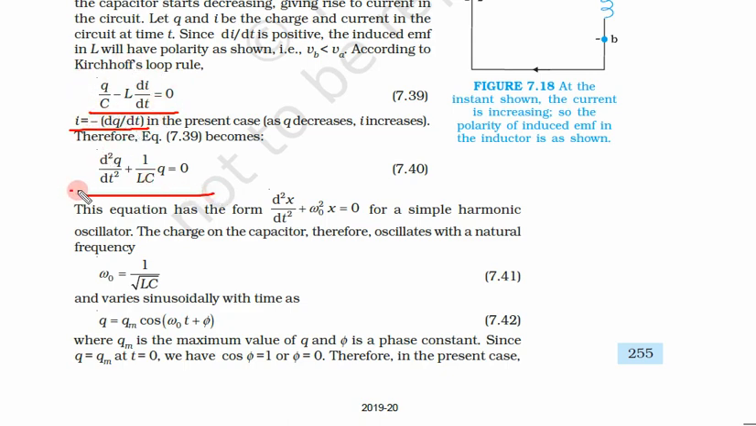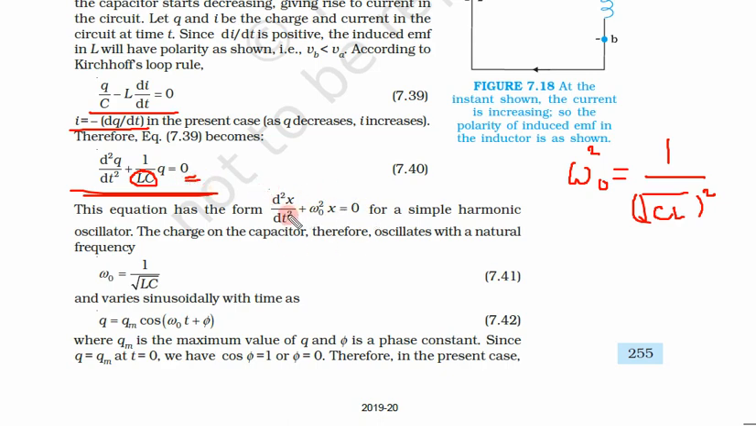We have got this equation, d2q upon dt square plus 1 by LC times q is equal to 0. Now if we put this in a resonance condition, we know omega 0 is equal to 1 by under root LC. So if we put the value of omega 0, this 1 by LC will become omega 0 square. So our equation will be d2q dt square plus omega 0 square q is equal to 0.